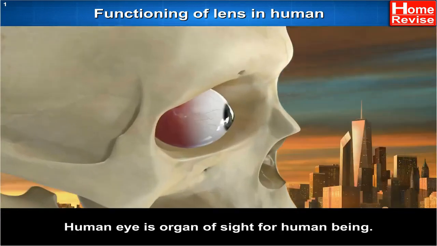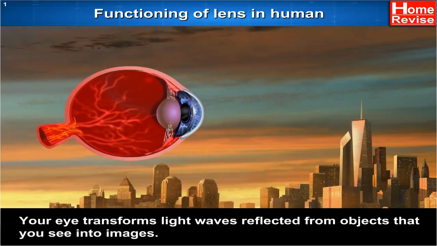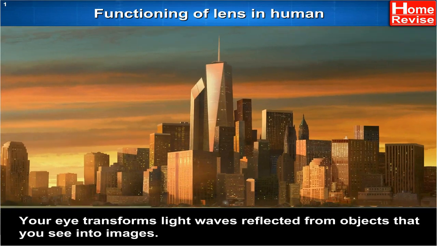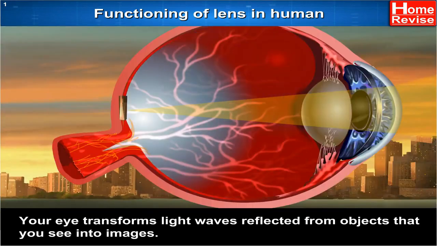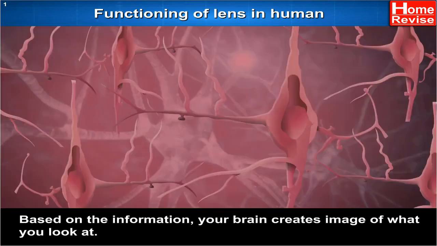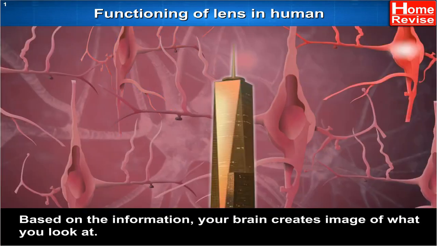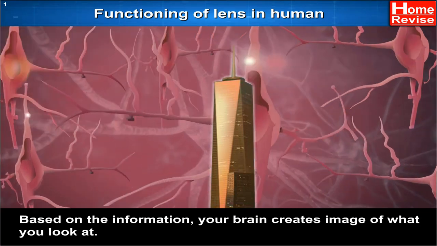The human eye is an organ of sight for human beings. Your eye transforms light waves reflected from objects that you see into images. Information about these images is then sent to your brain. Based on the information, your brain creates images of what you look at.